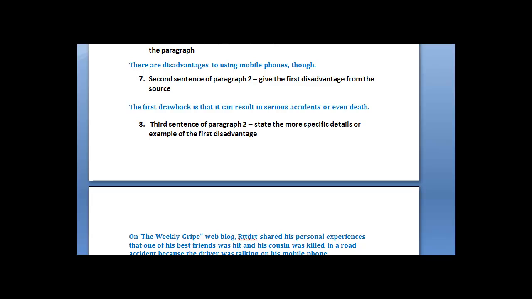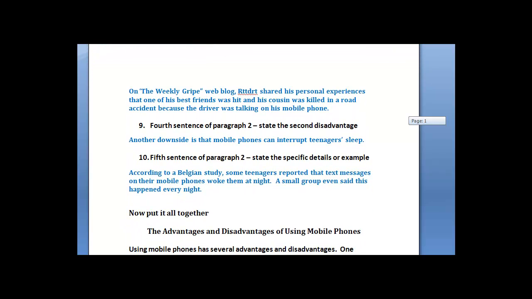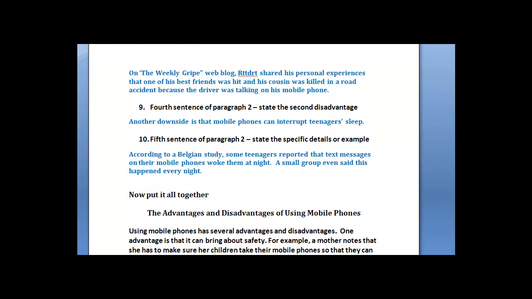For the second sentence of paragraph 2, we wrote, the first drawback is that it can result in serious accidents or even death. To give a specific example of that, we write in the third sentence, on the Weekly Gripe weblog, RTTDRT shared his personal experiences that one of his best friends was hit and his cousin was killed in a road accident because the driver was talking on his mobile phone.